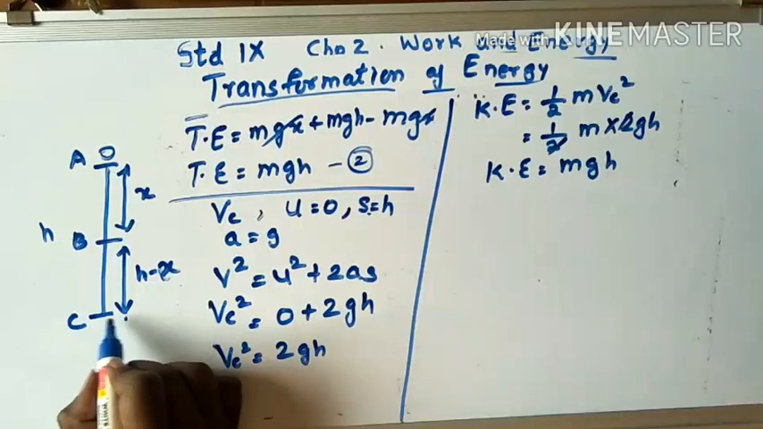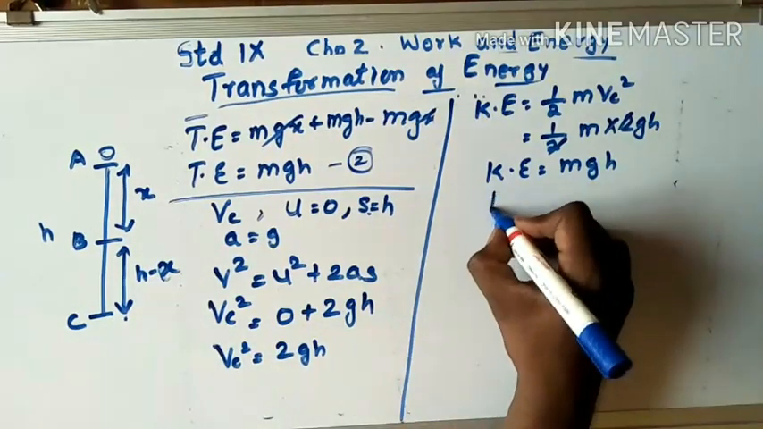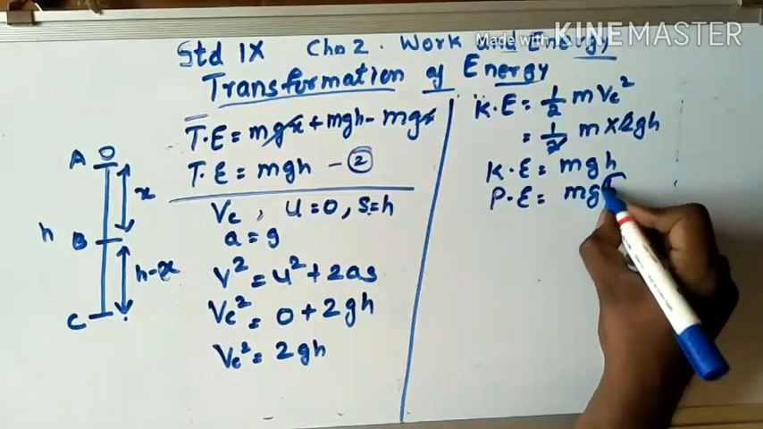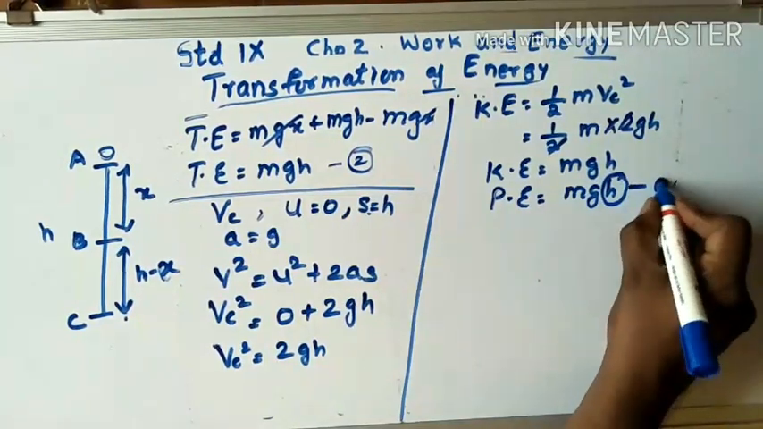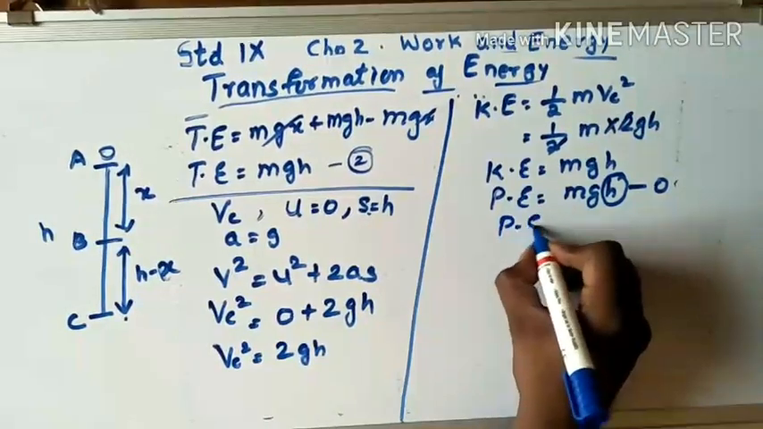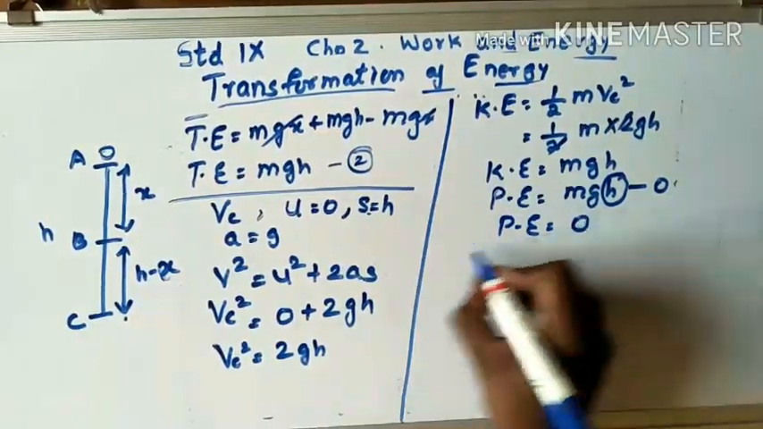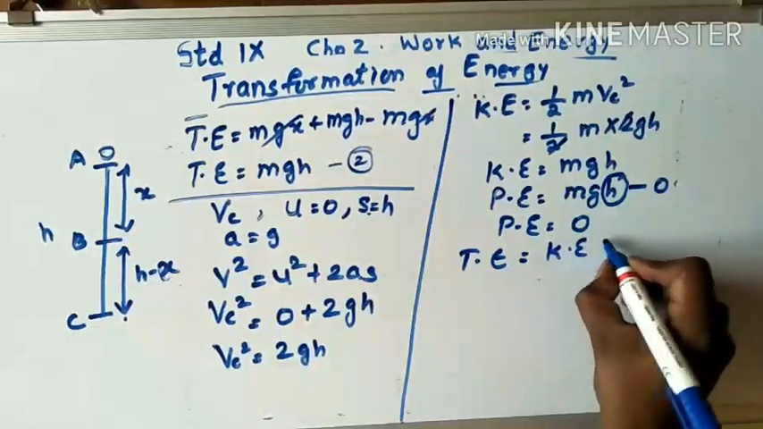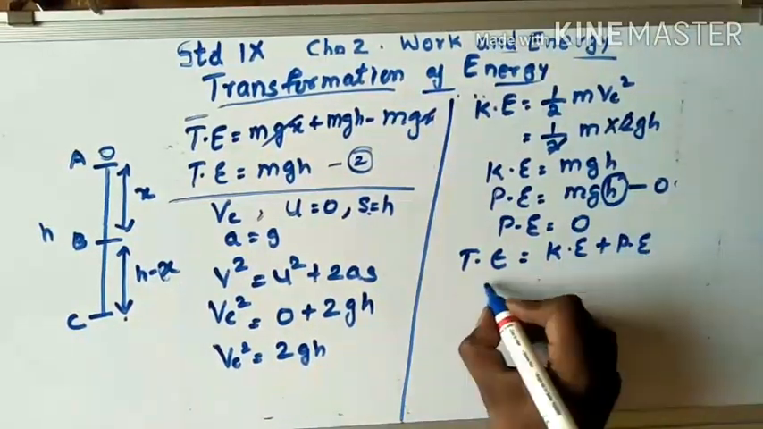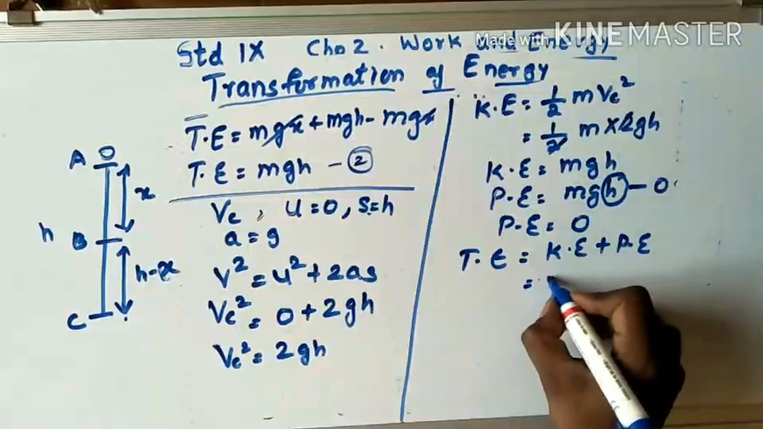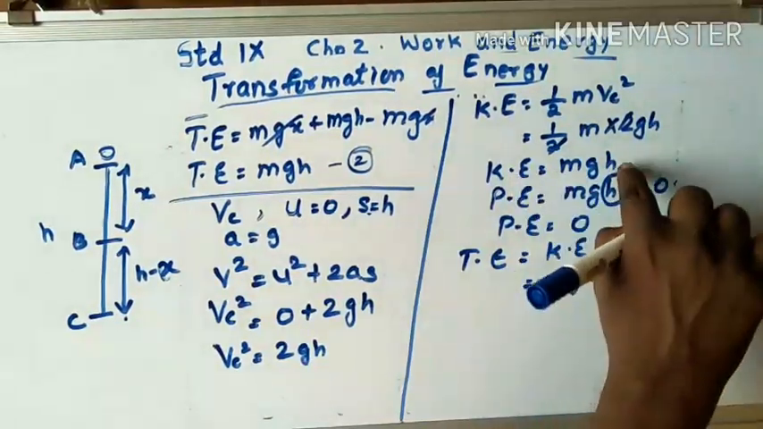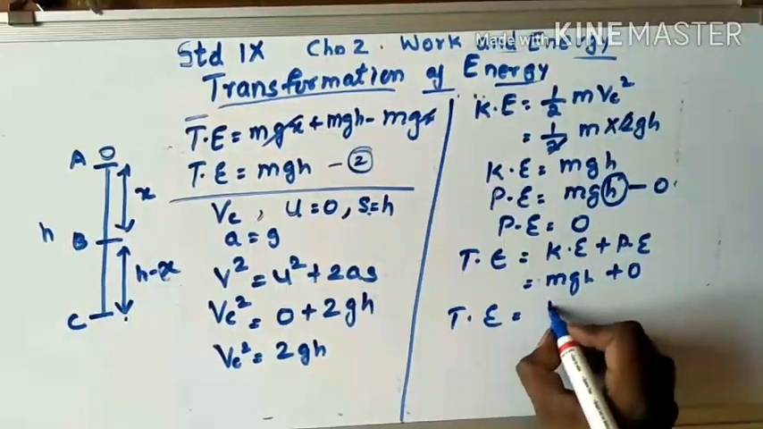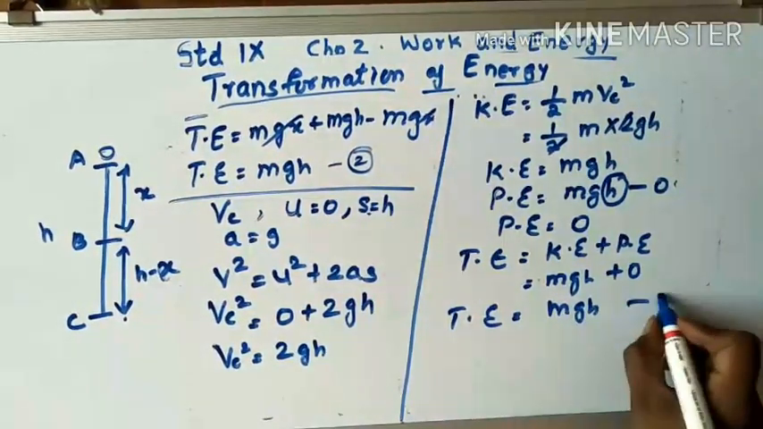Now the height of the object from the ground, when the ball reaches point C, is 0. That means the potential energy is mgh, and here height is 0, so potential energy is also 0. Your total energy is equal to kinetic energy plus potential energy. Kinetic energy is mgh, potential energy is 0, so here total energy is mgh. This is equation number 3.